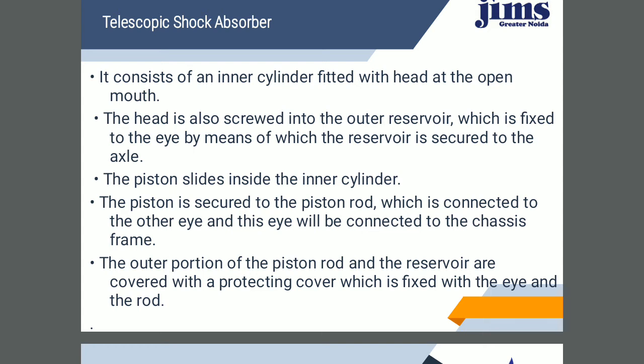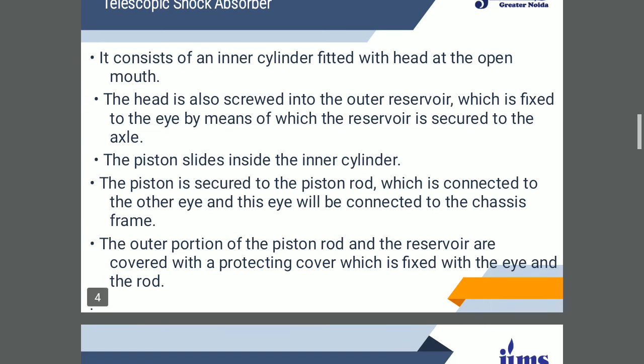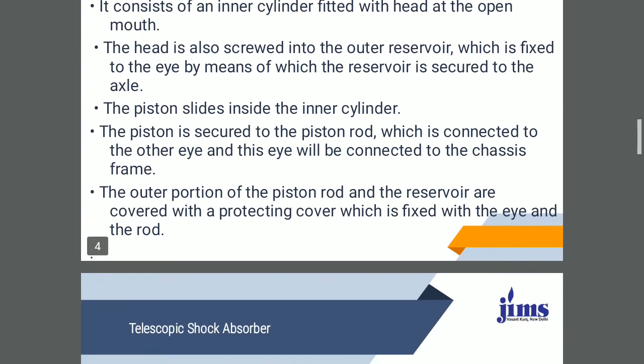The piston slides inside the inner cylinder. Next point is the piston is secured to the piston rod, which is connected to the other eye, and this eye will be connected to the chassis frame.